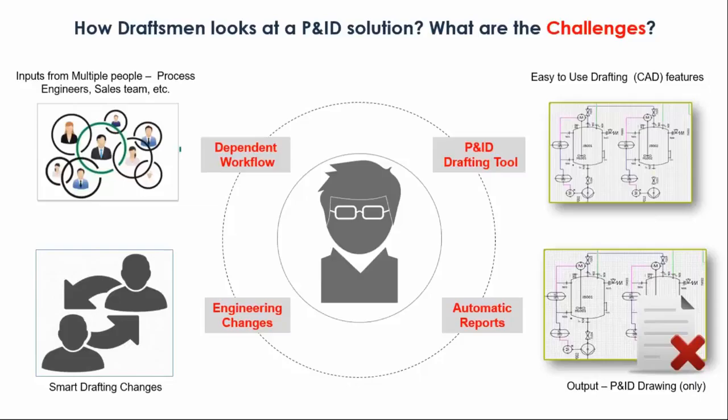Also, various types of outputs are expected, such as reports and data sheets coming out of the P&ID drawings. So there are various challenges which you can see on the screen highlighted in red, which are faced by draftsmen. For example, they are highly dependent on the workflow, and then limitation of drafting features in P&ID, that is automatic features, then lack of information exchange and extractions which comes from the P&IDs, and managing these engineering changes.